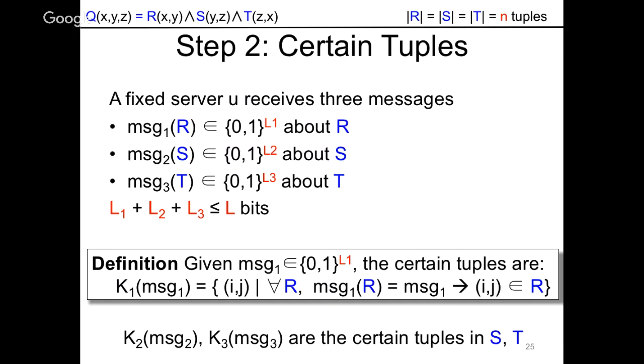This is exactly like uncertain, like incomplete databases. Message 1, this small number of bits that we learn about the relation R, defines an incomplete database, defines a set of all input permutations that will result in this message being received by our server. Yes?